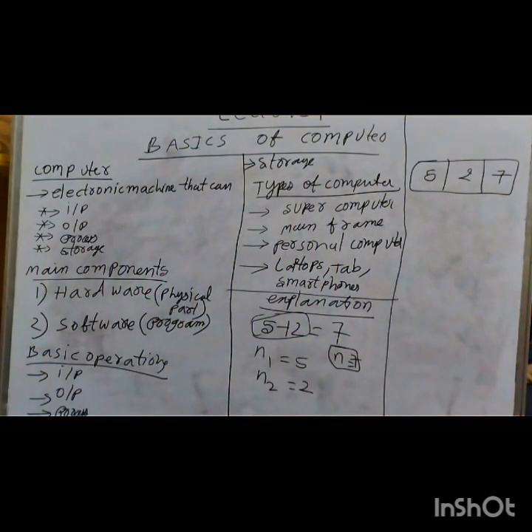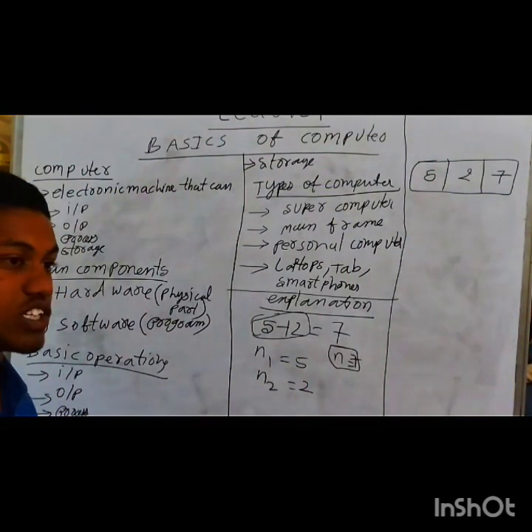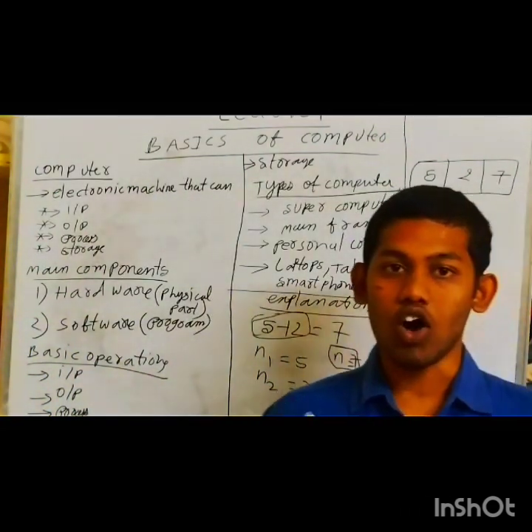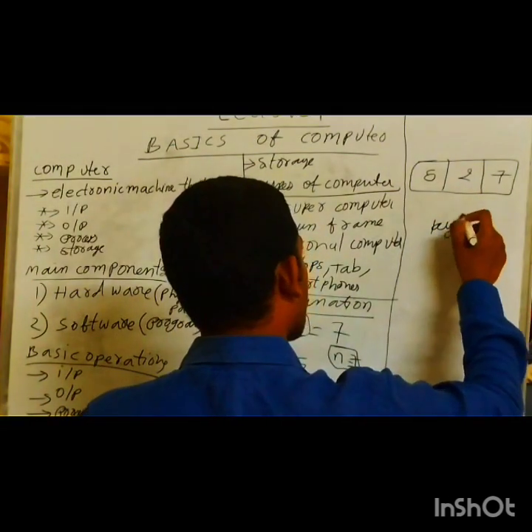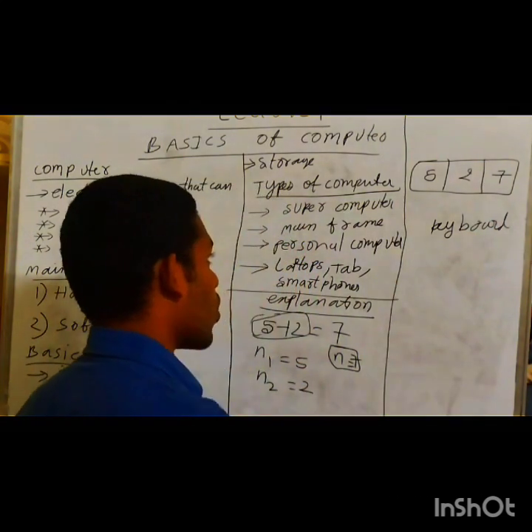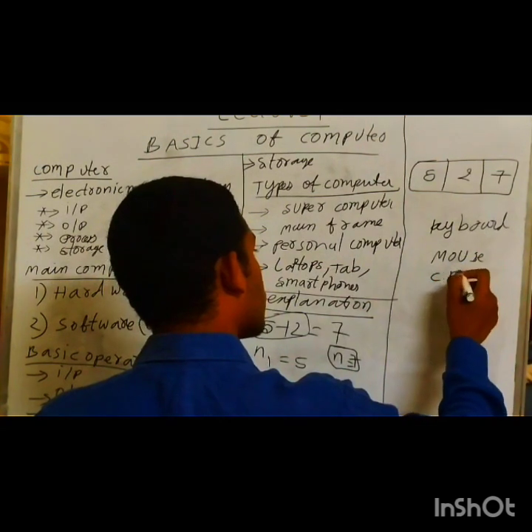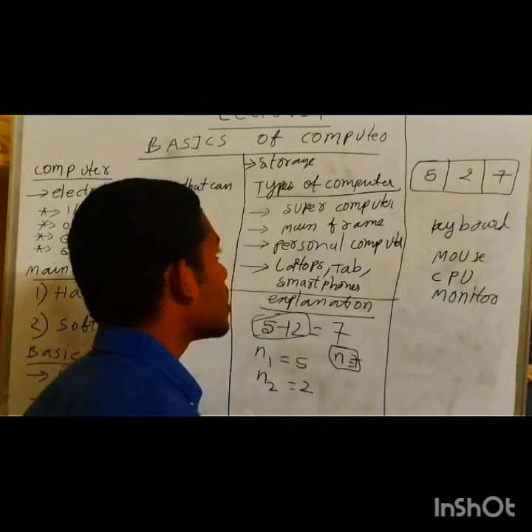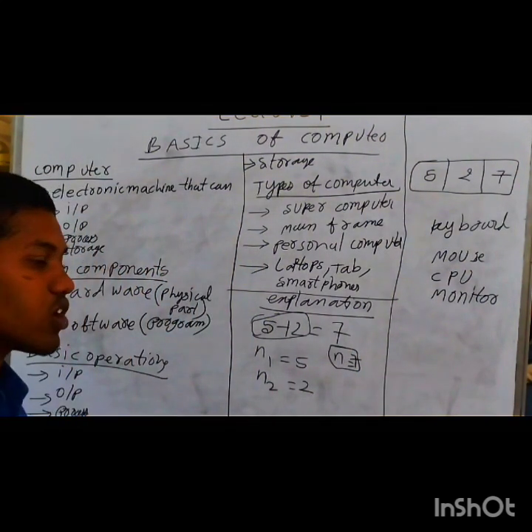Next we have two main components here. First one is hardware, second one is software. Hardware is the physical part. So what can we say is hardware? Keyboard is hardware. Next is mouse, CPU, monitor. These are the hardware.